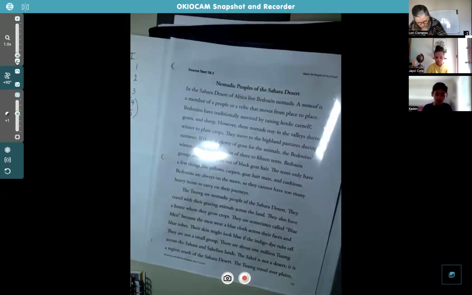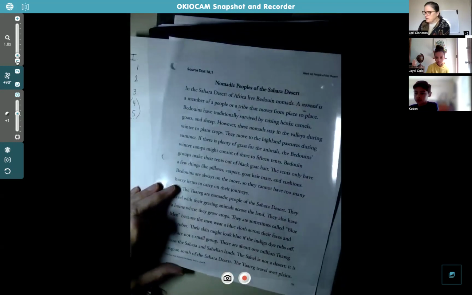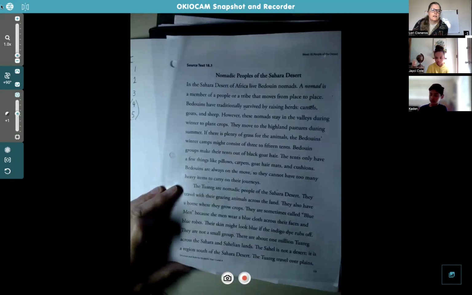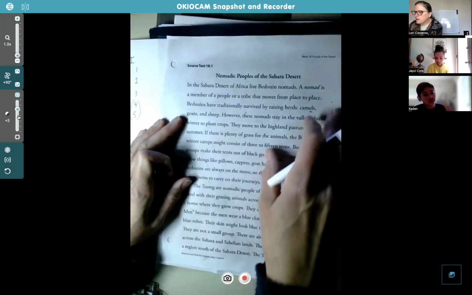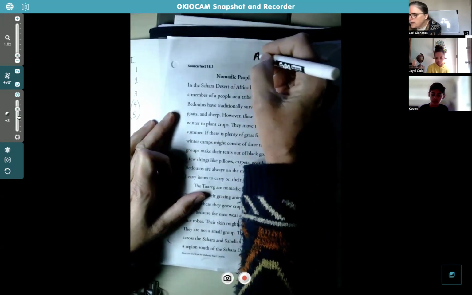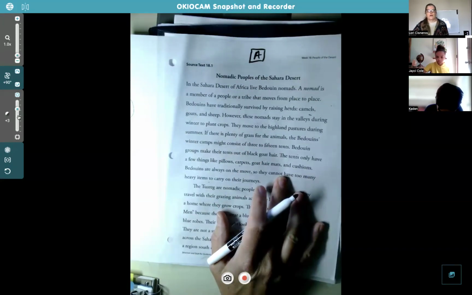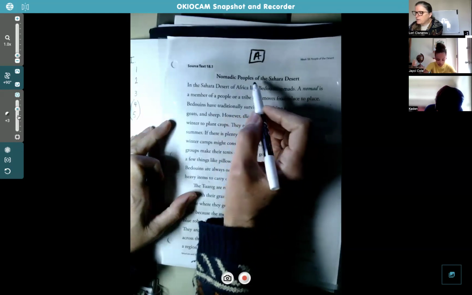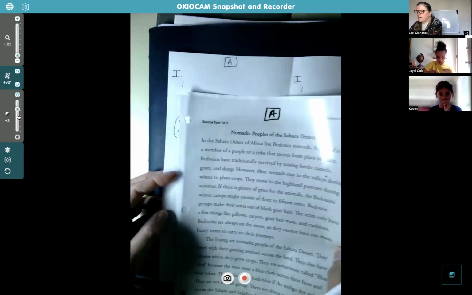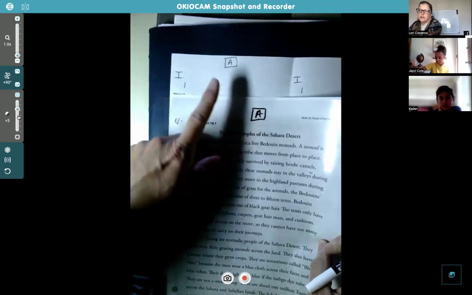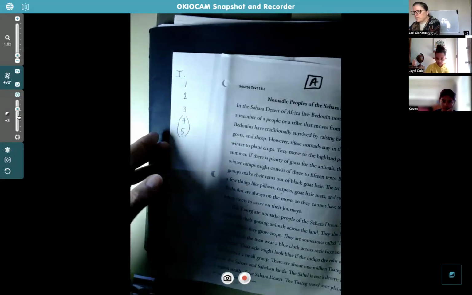And then my marker. This is how I like to do it, trying to get it so it's not too much glare here. Let's see if I can fix that. Okay. I like to put my A right here in a box at the very top. So I want you to do that too, above where it says the Nomadic Peoples of the Sahara Desert. That way you know this A goes with this A here. A and A go together. And we're going to focus on this one first.